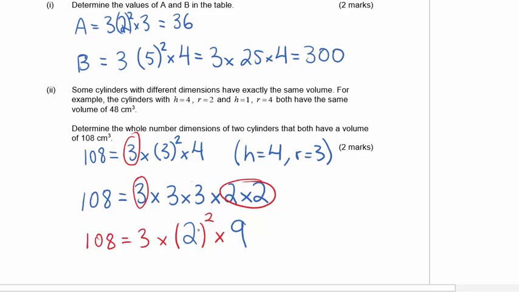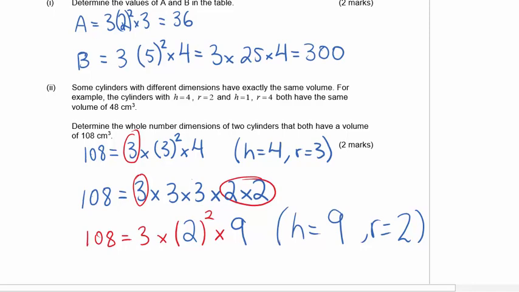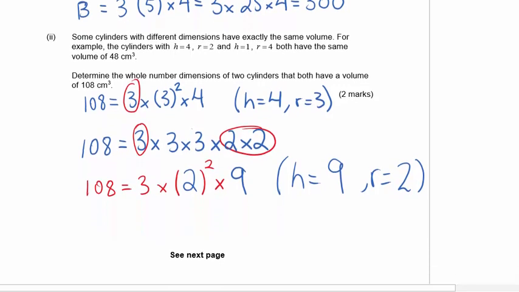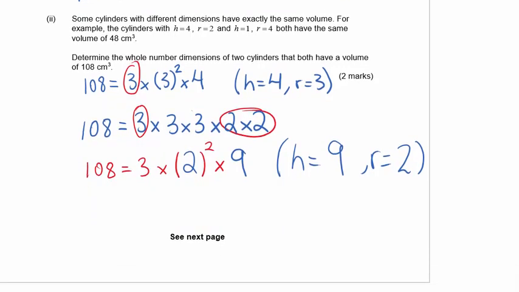And so by rewriting it like this, I can see what h and r are going to equal, because we have this 9 at the back, which is our h value, and the 2 inside the brackets, which is our r value. So h of 9 and r of 2 is our answer there. So as I said, it's a pretty higher order question, just lifting the ceiling on testing people out. And that's the end of the question.